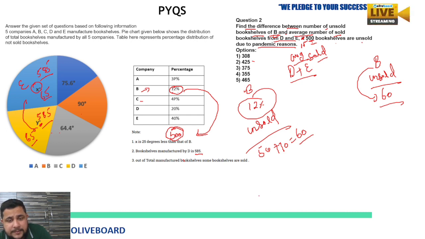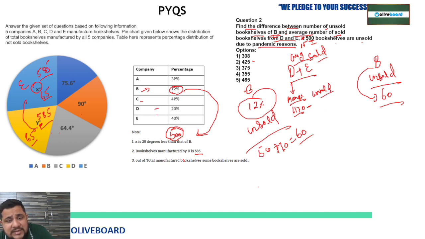585 plus 585, how much? It will be 500 plus 500, so you will get 1000, 80 plus 80 is 160, so 1160, plus 5 plus 5, 10. So 1170. So total manufactured by D and E. Wait. Total manufactured by D and E is 1170, minus the unsold by the same D and E.